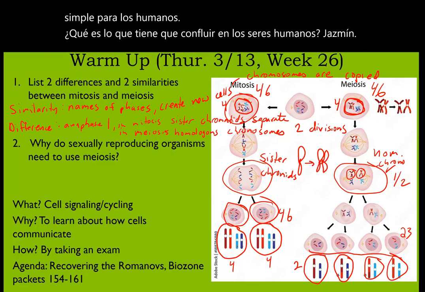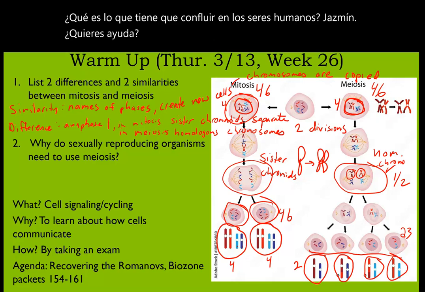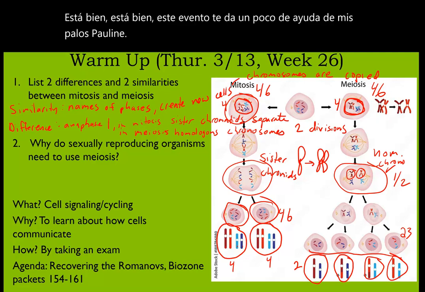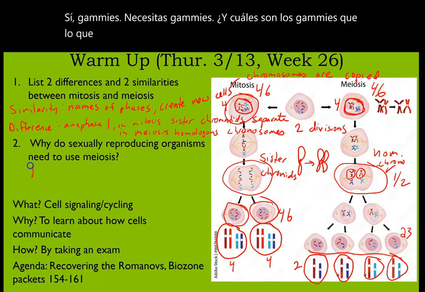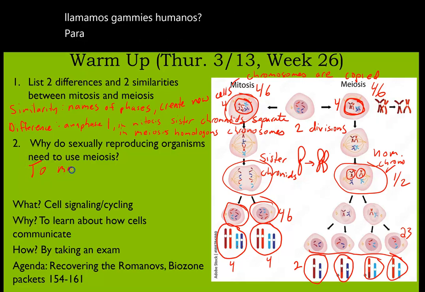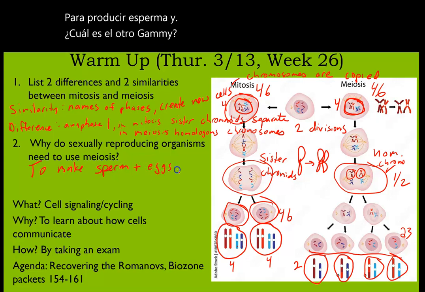You want help? Okay. Let's see if I can get you some help from my sticks. Pauline. Yeah, gametes. You need gametes. And what are the gametes that we call human gametes? Sperm and what's the other gamete? Eggs.